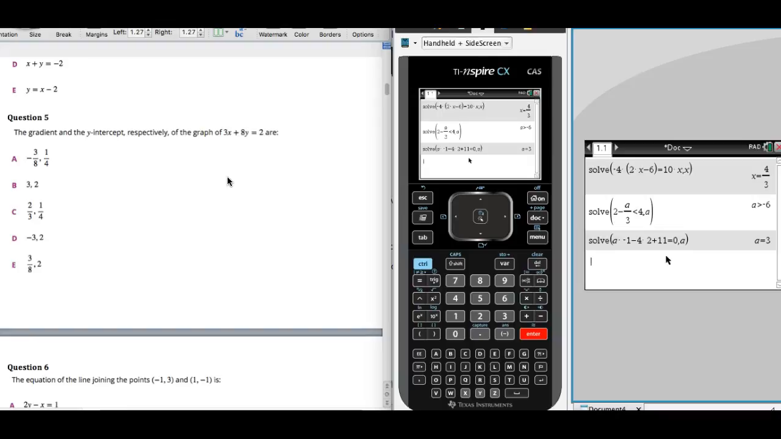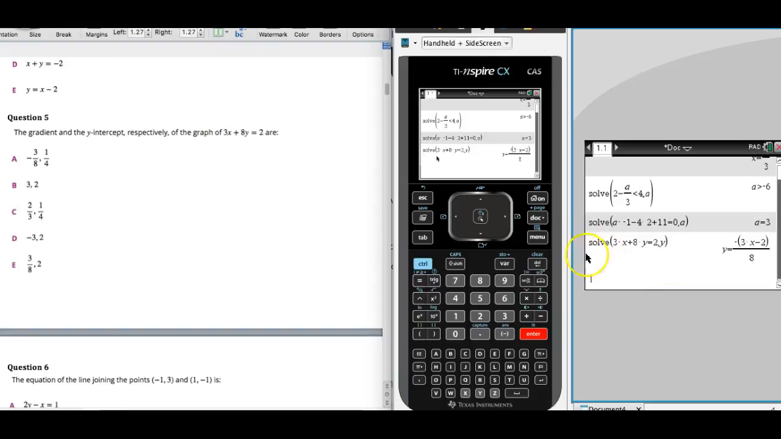Okay, question 5. The gradient and the y-intercept respectively of the graph 3x plus 8y equals 2. So this is the straightforward, get me in the form y equals mx plus c. So we have 3x plus 8y equals 2. Now remember, and I'm hoping that this isn't the first time you've ever seen me do this, because I've done it quite a few times, I've done it in class as well, you have your equation, you want to get it in the form y equals mx plus c, so you just do solve for y.